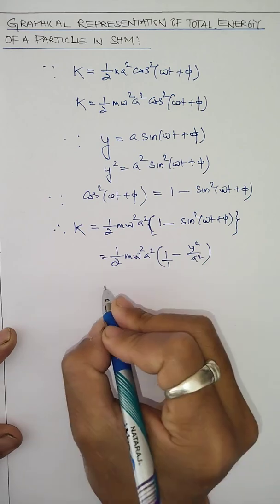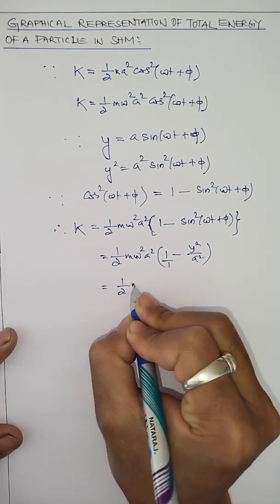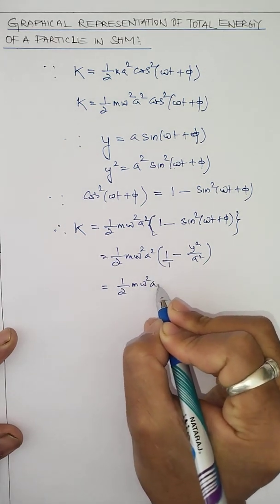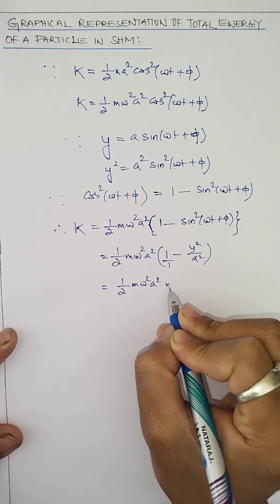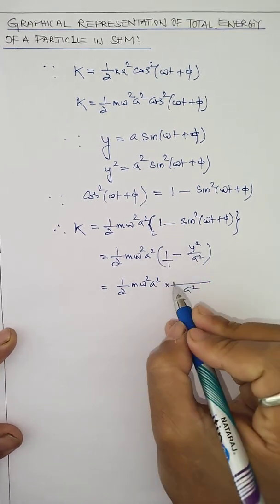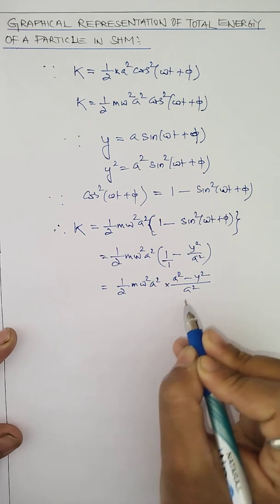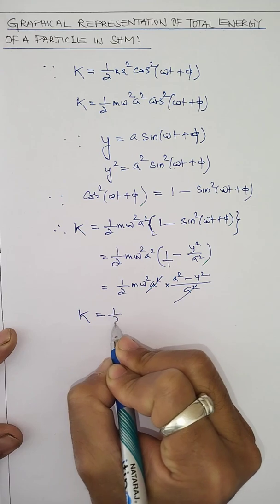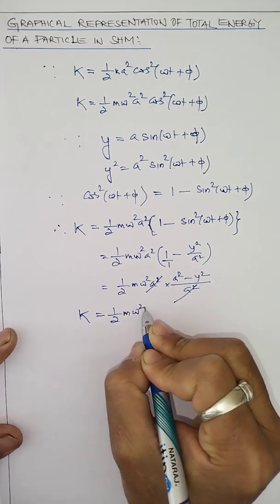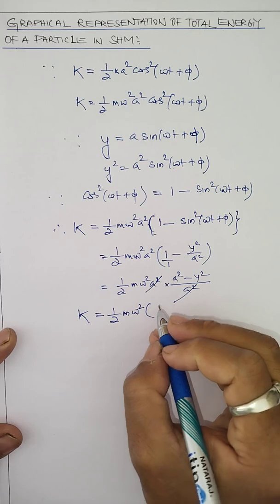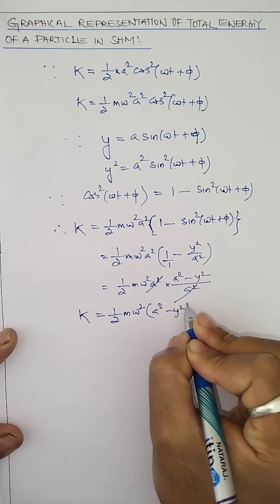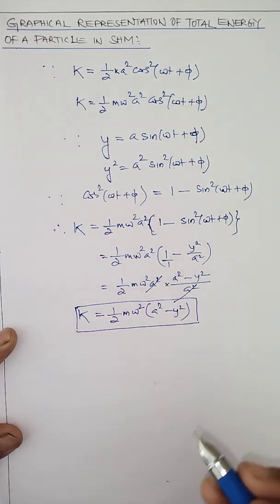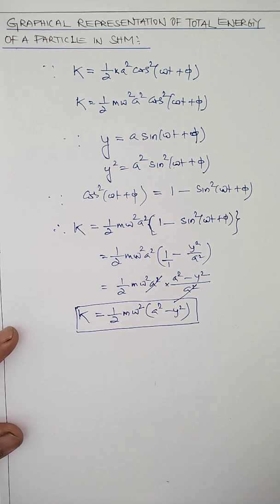Now let me take the LCM. The LCM will be a square, so it will be a square minus y square, and the a square cancels out. So finally you can see the kinetic energy is given by half m omega square, with bracket a square minus y square. This is the expression of kinetic energy of the particle in terms of displacement at any instant of time.